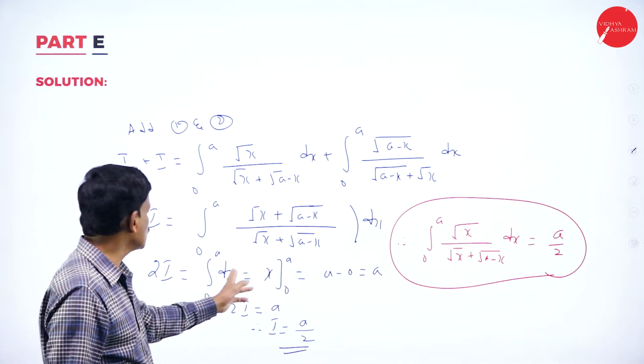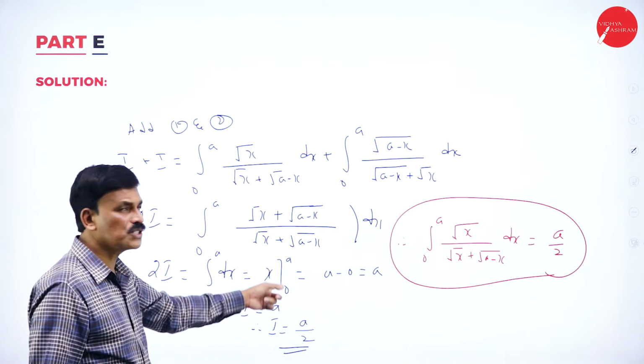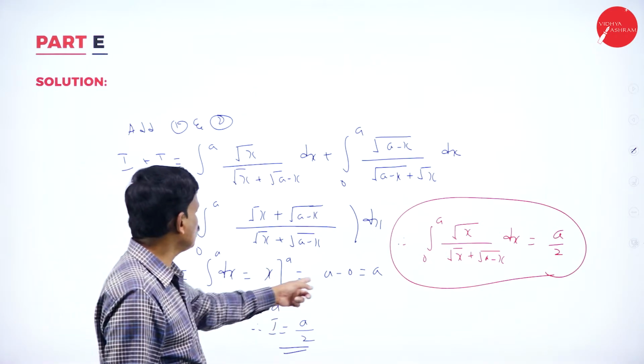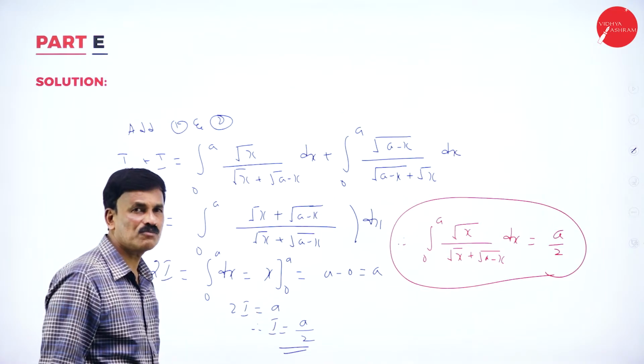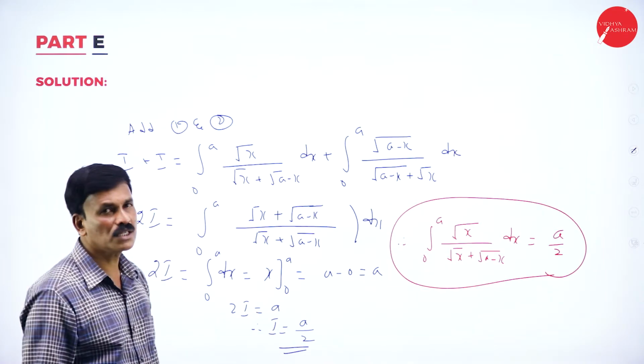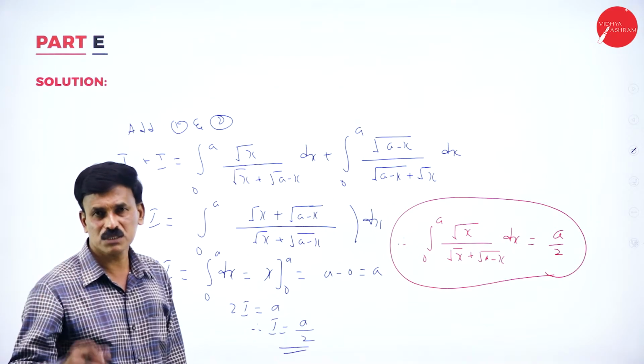1 into dx is dx. Integration of dx is x between the limits 0 to a. Apply the upper limit: a minus 0 is a. 2I is equal to a, I is equal to a by 2. That's it. So if you do this much, you will get 6 marks, 3 plus 3, 6 marks.